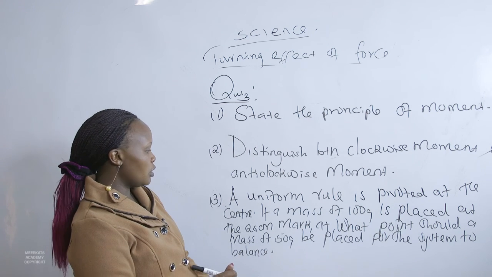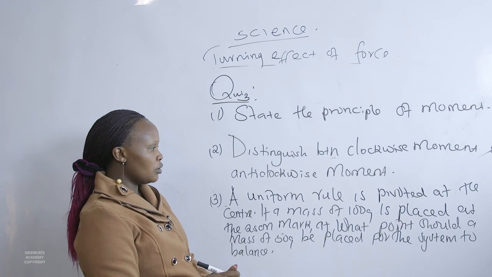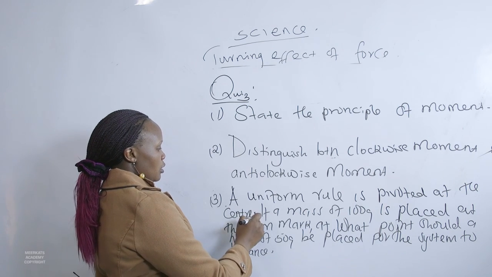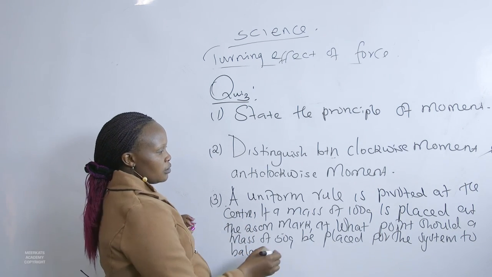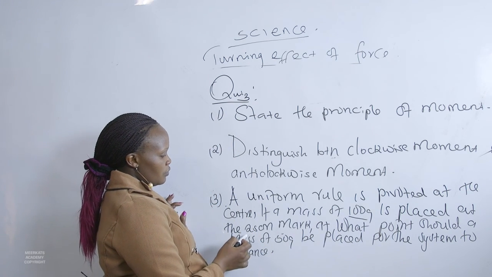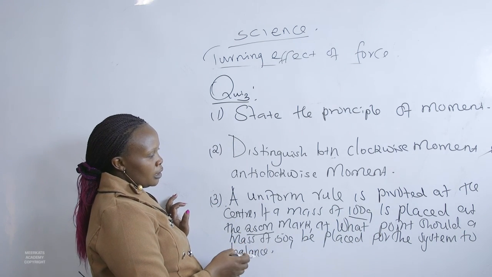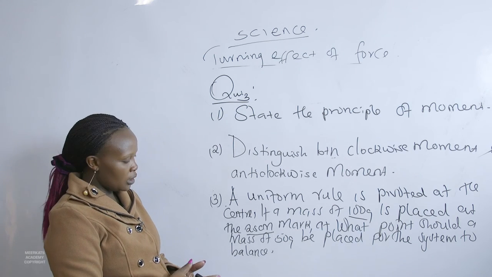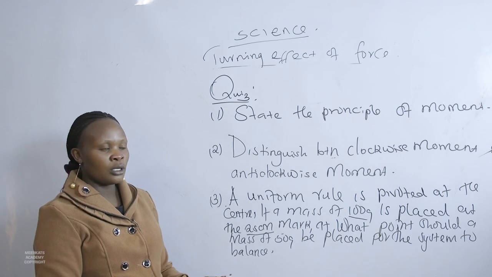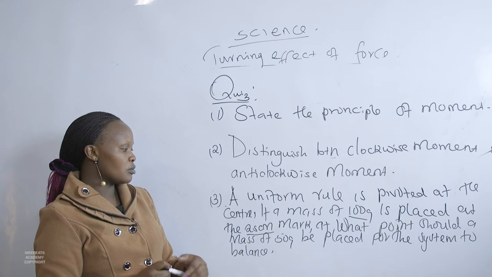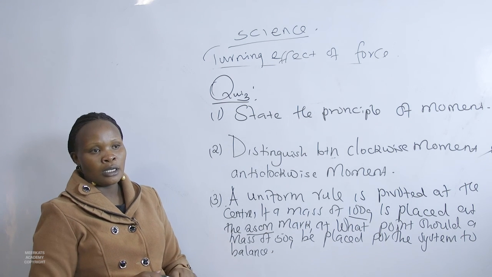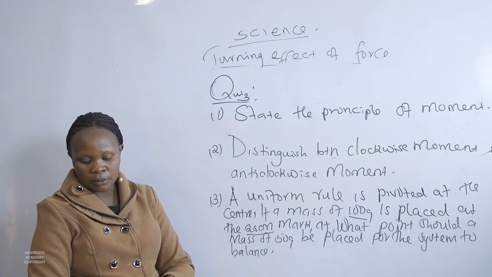The question reads, a uniform rule is pivoted at the center, then if a mass of 100 grams is placed at the 25 centimeters mark, you are required to calculate the distance or the mark at which another mass of 50 grams should be placed so that the system stands at equilibrium.